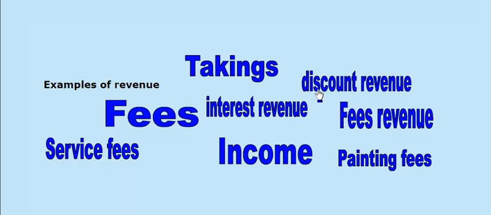Here are some examples of common revenue names or titles in a service type business. Perhaps the most common one will be takings. Takings, what the business takes from its revenue activities. Or fees, or service fees, or interest revenue we just had a look at. Income is a possibility. Discount revenue, fees revenue, and specific ones that relate to the business: painting fees, architectural fees, dental fees, depending on the type of business.